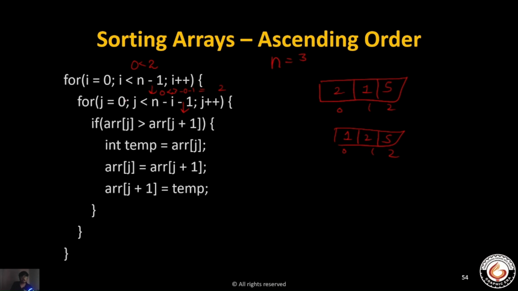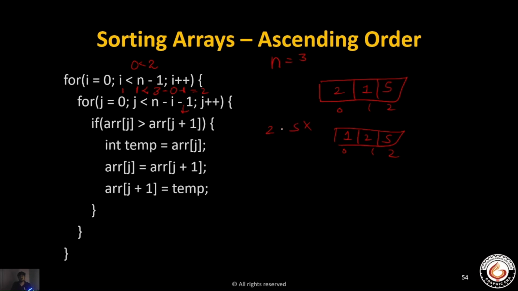Now in the next loop we will go again here. After that, the value of j will be 1. Okay, is 1 smaller than, what is the value of n, that is 3. What is the value of I, that was 0, so 3 minus 0 minus 1, which means is 1 smaller than 2? Yes, that's correct. So we will go inside again. Now we will check, is 2 greater than 5? No, that's not correct.